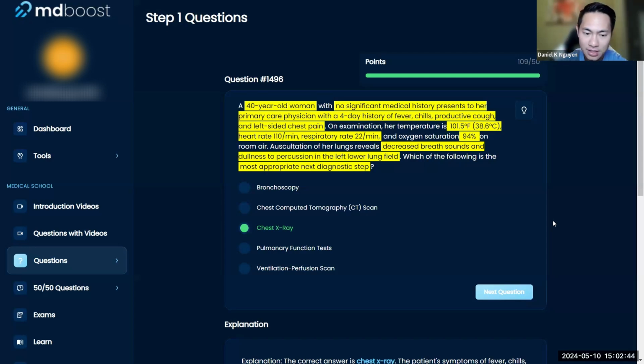An X-ray is a very simple thing and not too costly. Cool, man. It makes me feel good that I can get that one right.